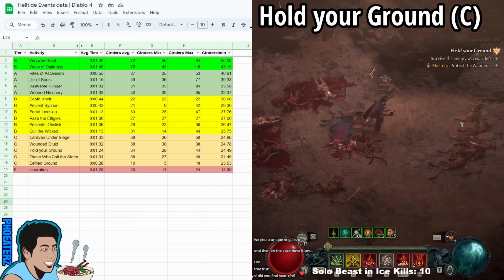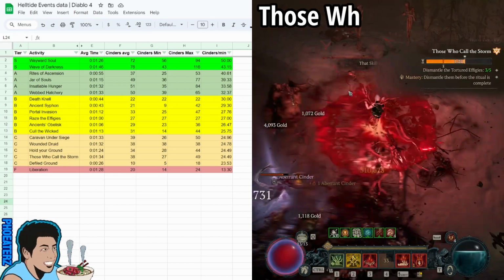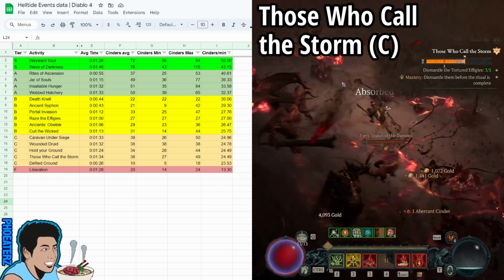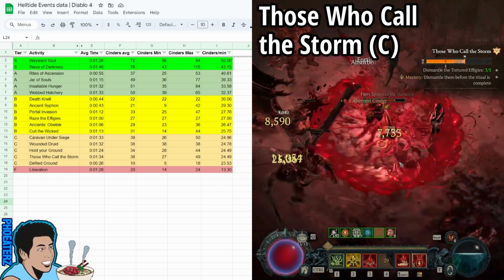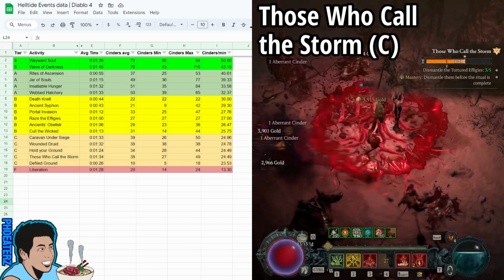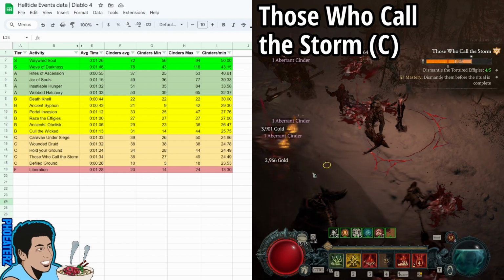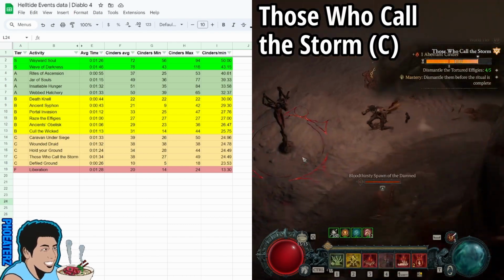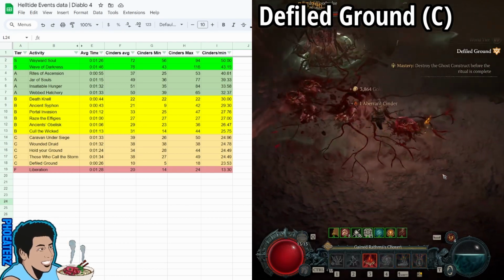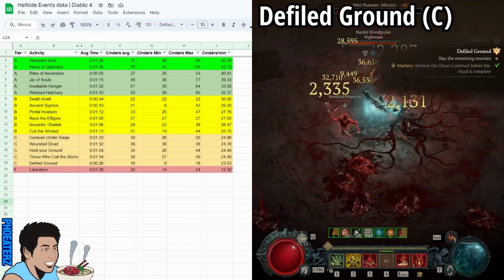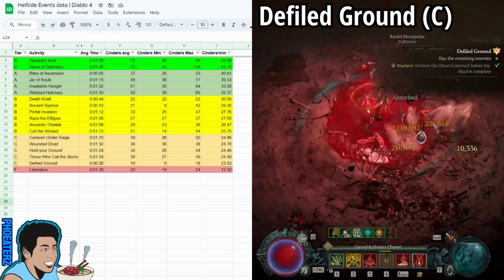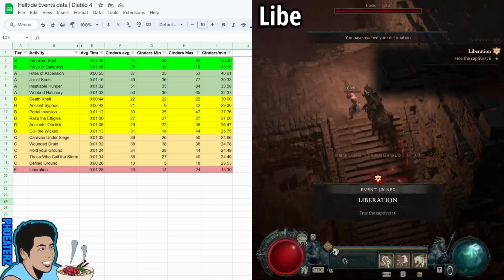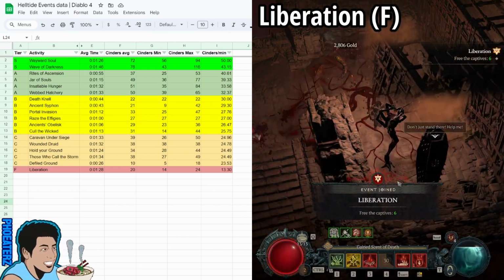Unfortunately, the waves are pretty slow. Those Who Call the Storm is an event that spawns a Helltide Commander. And like the other event with the Helltide Commander, killing the Helltide Commander eats up a lot of time, and that eats into the cinders per minute rate as well. Defiled Ground is actually the quickest event out of all the events, but because it's quick, doesn't mean that it gets you cinders. And on to the F tier, Liberation.